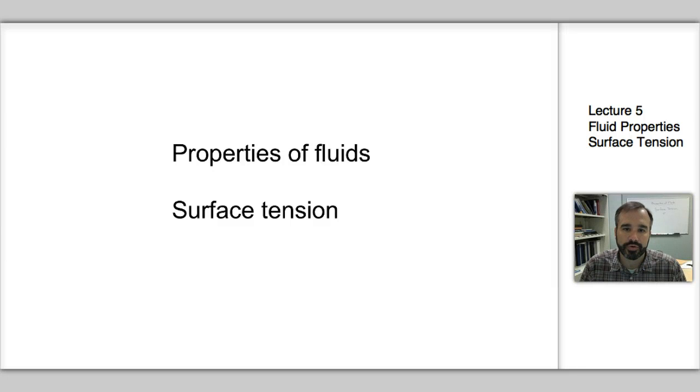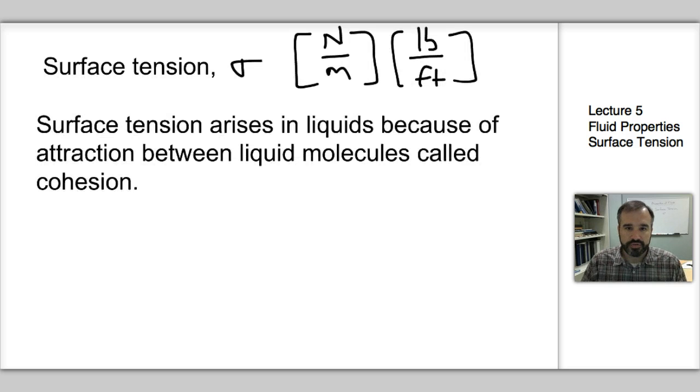In this video, we're going to cover our last fluid property, surface tension. Surface tension, we give the Greek symbol sigma, and it has units of force per length. So in SI units, that's newtons per meter, and in English units, it's pounds per foot. And surface tension arises in liquids because of the attraction between liquid molecules that we call cohesion.